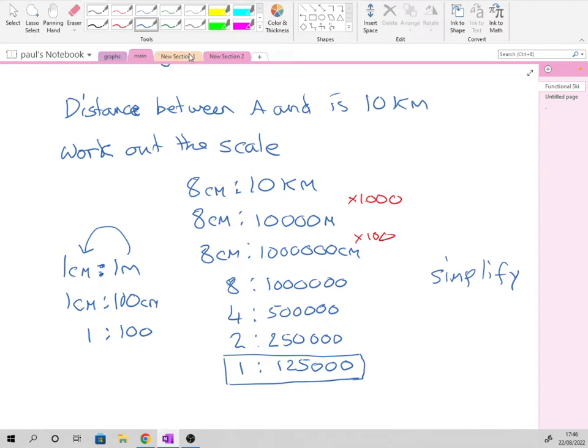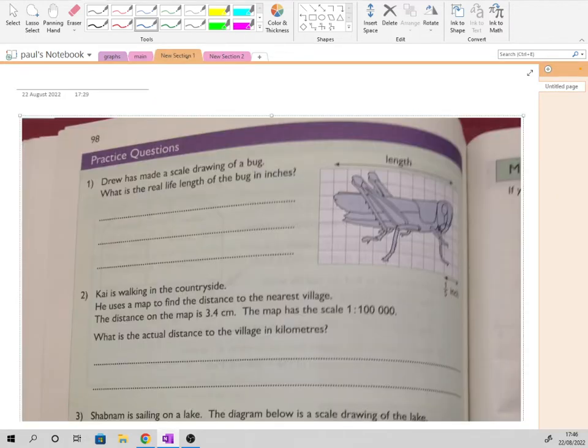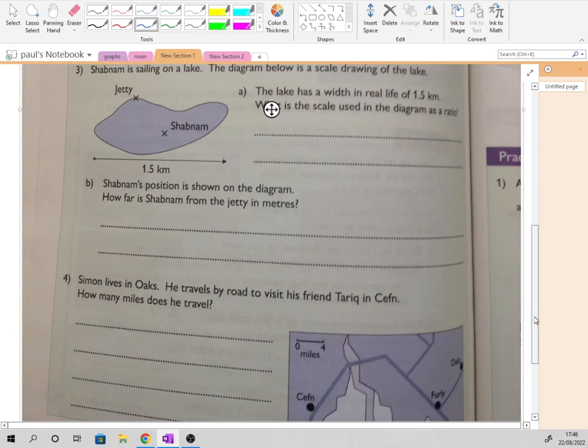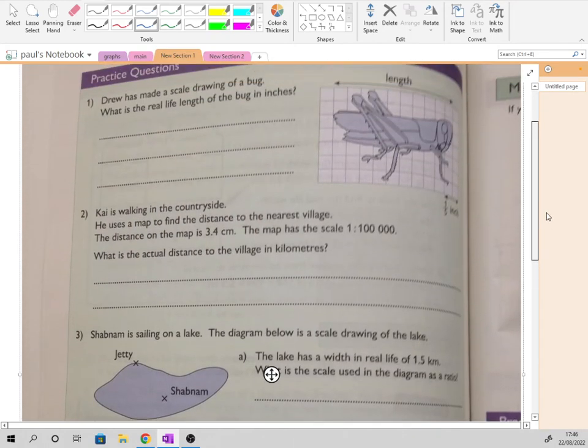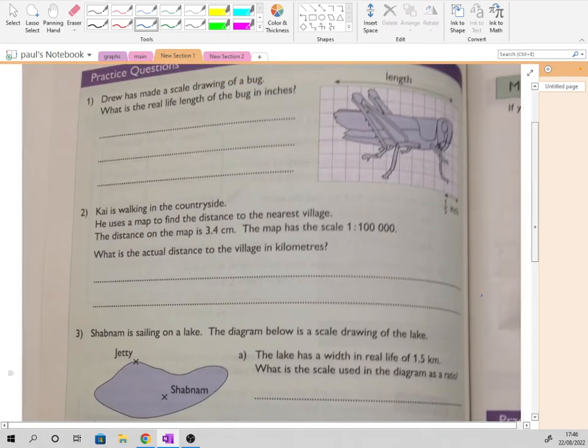Okay, so let's look at a couple of questions here. A bit fuzzy, that insect at the top, but just bear with it. Drew has made a scale drawing of a bug, and this is not very clear, but this is 1/5 of an inch. What's the real life length of the bug?